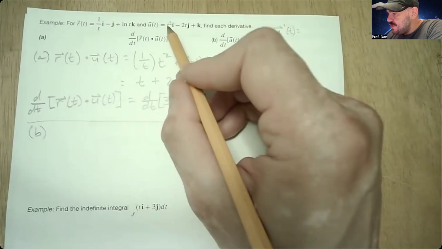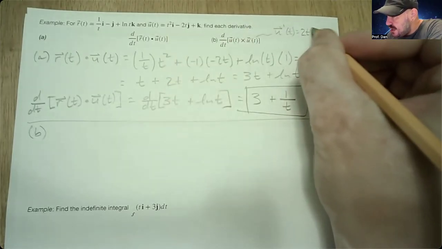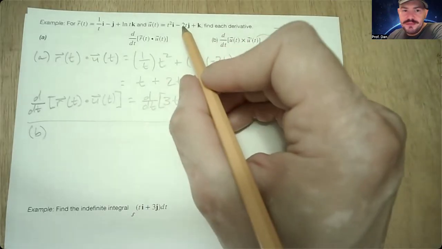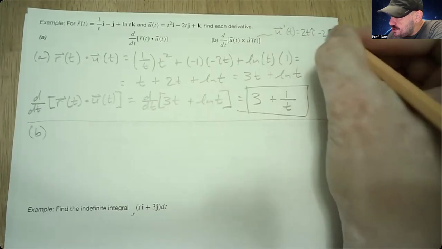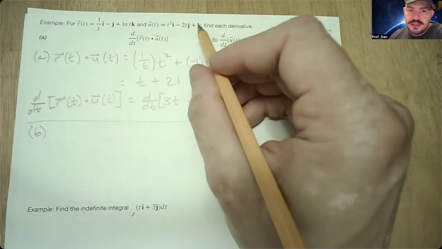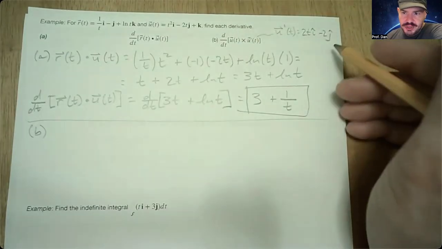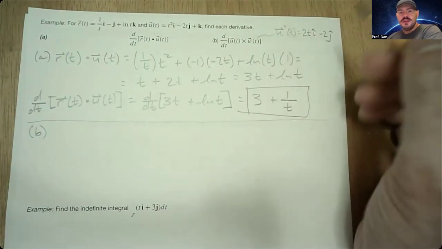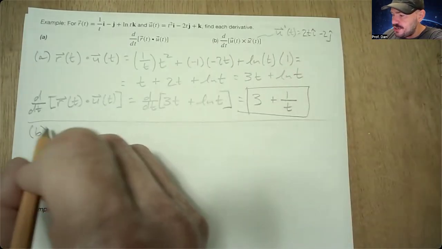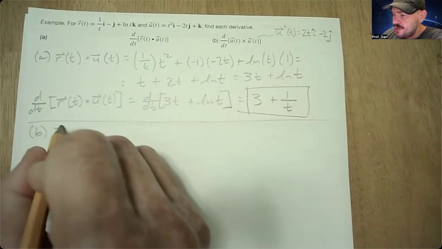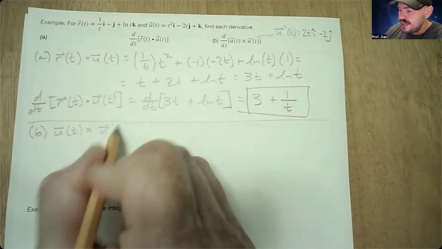Derivative of this first component, we get 2t, so 2ti. Derivative of my second component, I get -2, so minus 2j. And then derivative of 1 is 0, so there is no k component for this one. Now that we know what u prime looks like, we can write out our determinant. So we're starting off by getting u of t cross u prime of t.